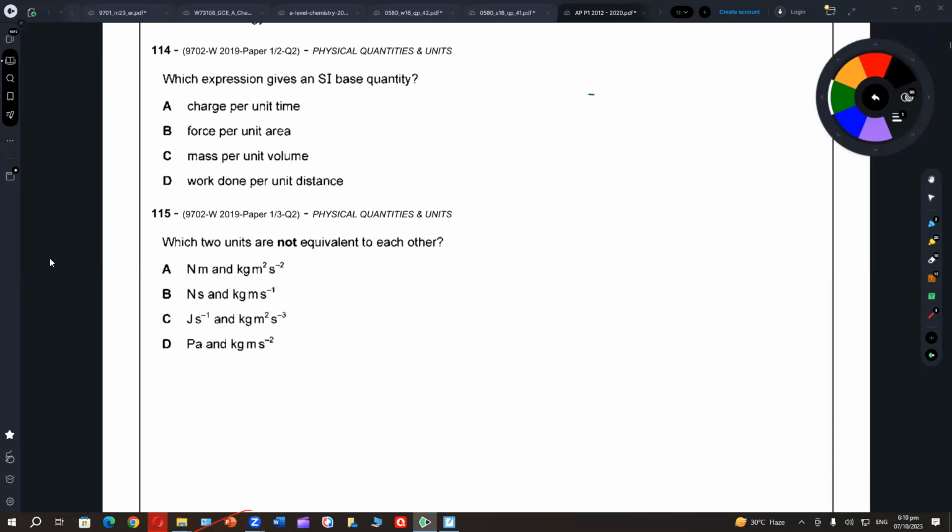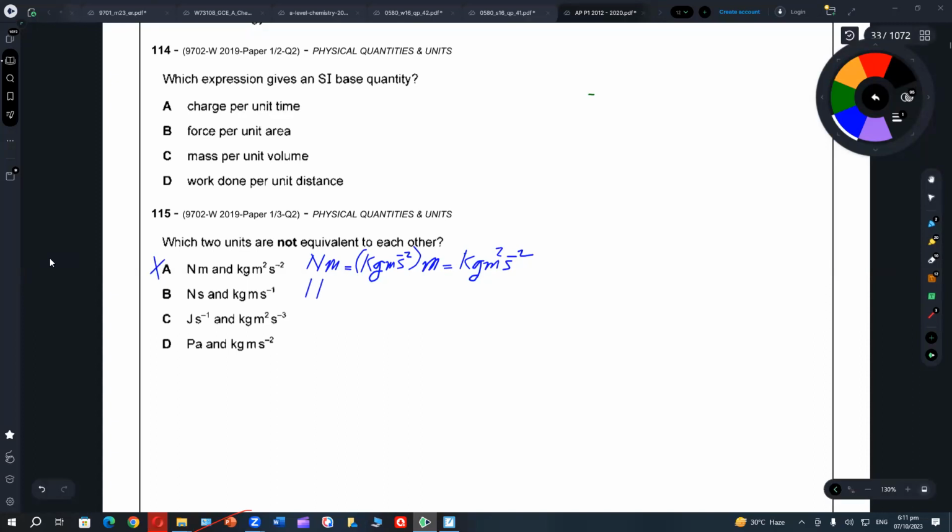Which two units are not equivalent to each other? So work out every one of them. Newton meter, open Newton meter. It's matching. The first option is not right because it says not. Newton second into kg ms minus 1.